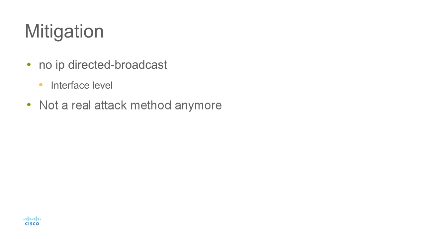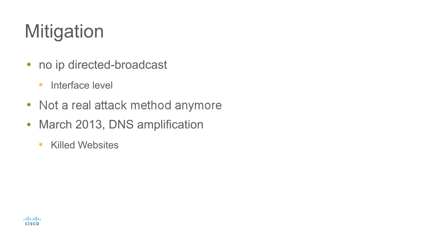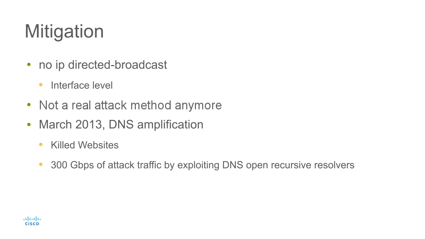However, there are other reflection and amplification attacks that we've seen since then. In March 2013, there was a DNS amplification attack that made it impossible to access certain websites. That particular DNS amplification attack generated 300 gigabits per second of attack traffic because it exploited DNS open recursive resolvers. That's not the only amplification attack that we've seen. We also saw one in February 2014. It was an NTP amplification attack.